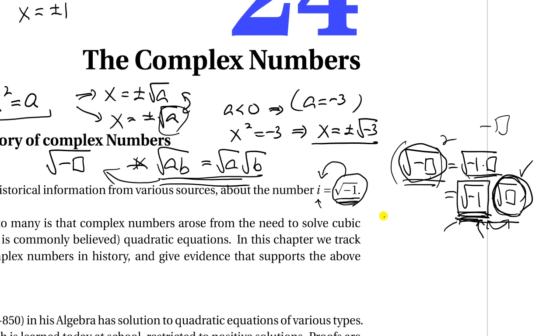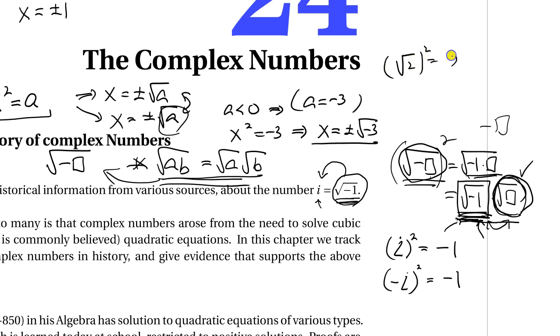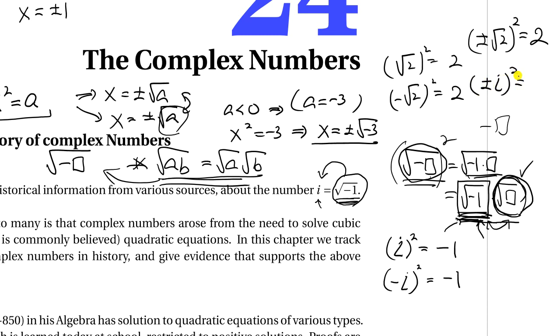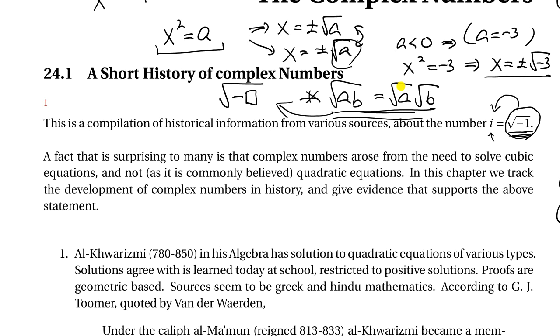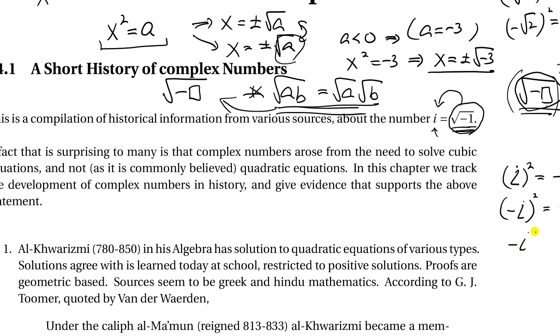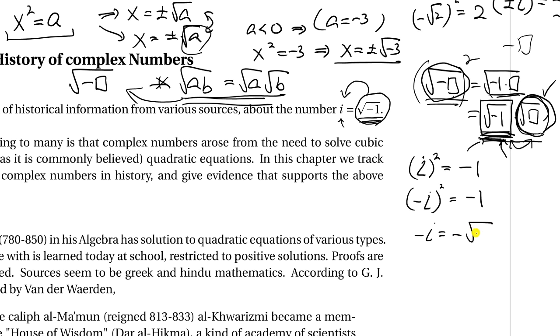So once again, what is the property of i? If we square it, it becomes negative 1. Now this is not the only one. If we square negative i, it's still negative 1. Like the square root of 2, squared, is 2, and negative square root of 2, squared, is also 2, right? So we have plus or minus the square root of 2, two numbers which, when you square them, become 2. The same thing happens: plus or minus i are two numbers which, when you square them, become negative 1. Last thing, negative i means negative square root of negative 1.